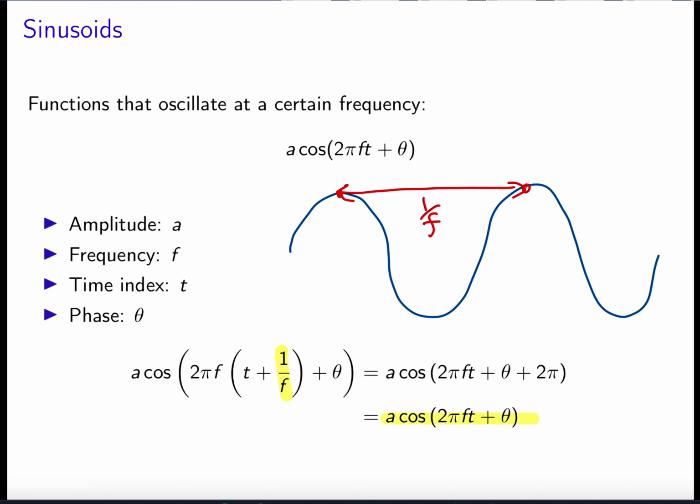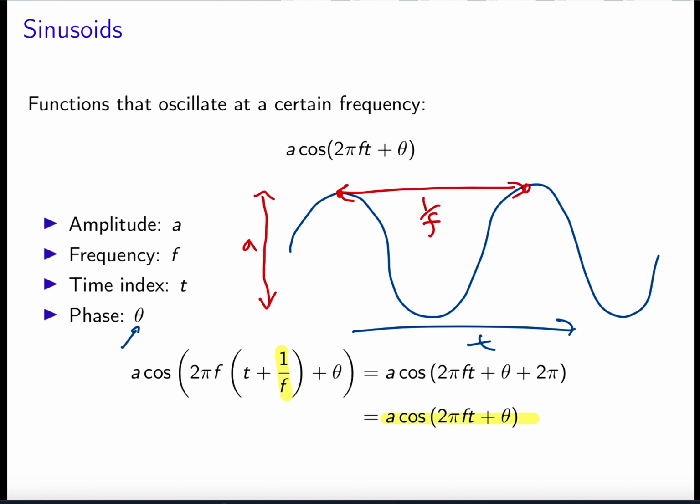The amplitude just tells you how large these values are. This would be the amplitude A. And now I would like you to think about, of course, this is a function of time. I would like you to think what happens if we change the phase theta. Does it change how fast the function fluctuates? So think about it for a moment.